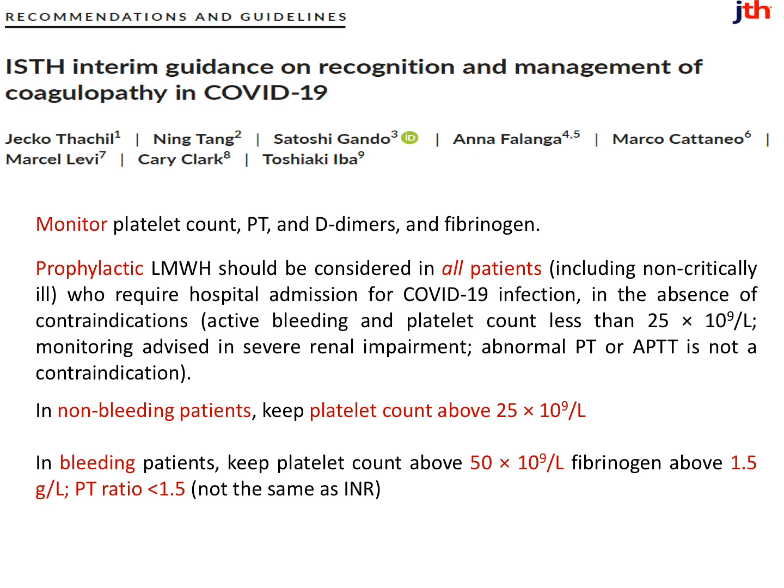They suggest things we do for all ICU patients: monitor platelets, PT, D-dimer, prophylactic low molecular weight heparin for all patients, including non-critically ill patients, and to tolerate a platelet count down to 25 to give prophylactic anticoagulation. If the patient is bleeding, you should keep the platelet count above 50 and fibrinogen more than 1.5 gram per liter and PT less than 1.5.